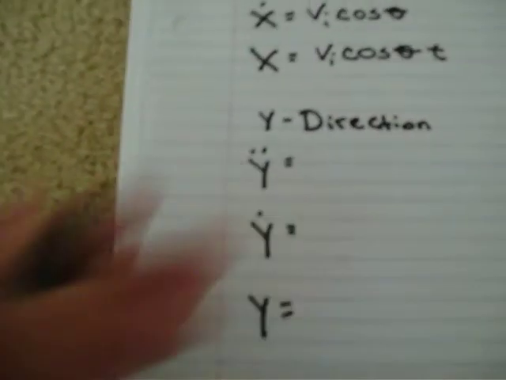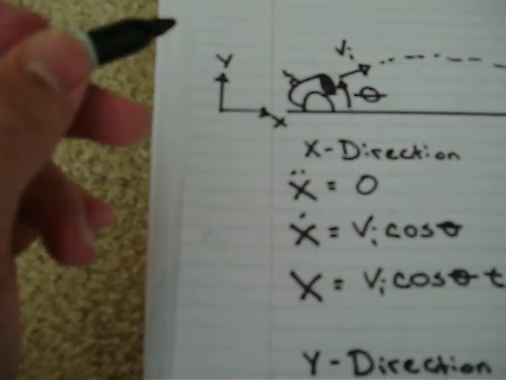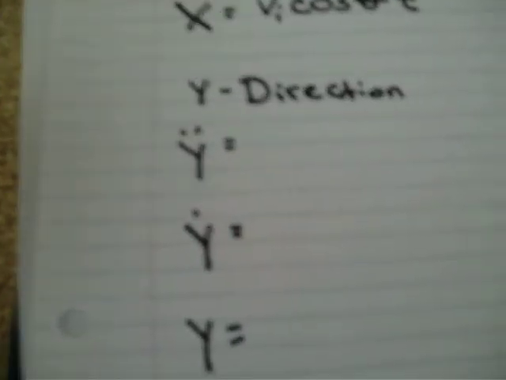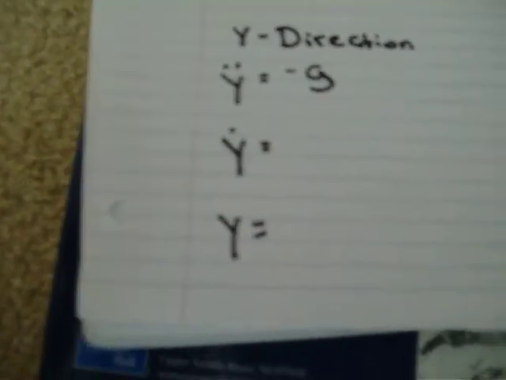For the y direction, we have y marked positive as going up, so the acceleration due to gravity is negative g. Now, the speed in the y direction is negative g times t plus the initial velocity times sine theta.